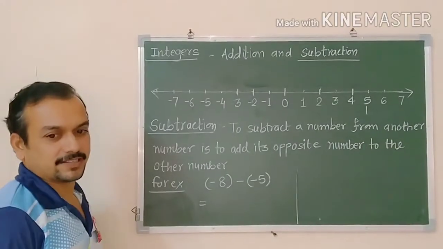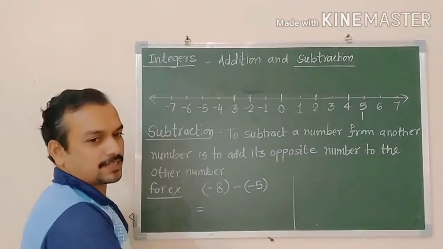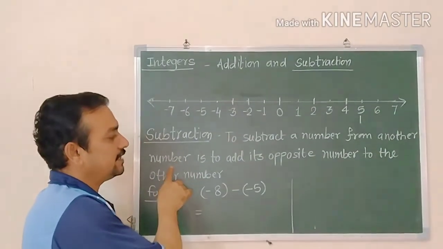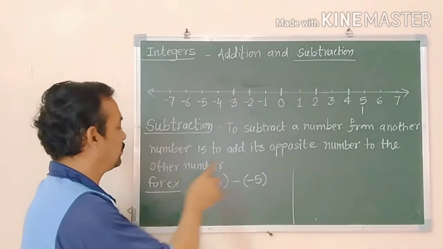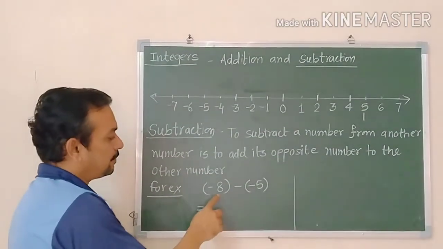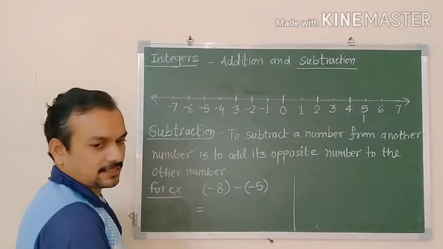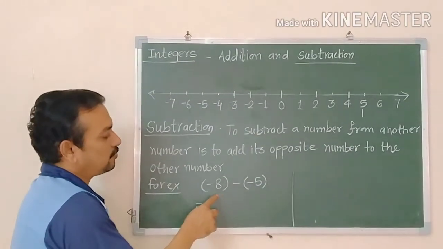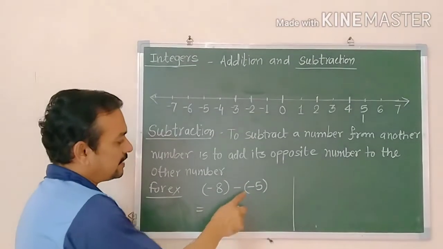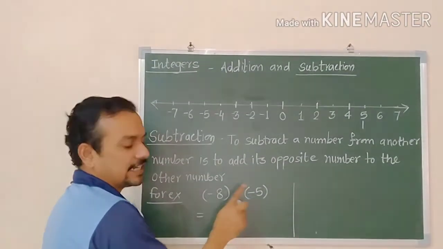Subtraction of integers. While solving the examples, first we remember this thing. To subtract a number from another number is to add its opposite number to the other number. Okay, here is an example. Subtraction of the integers means if we subtract a number from another, then it means to add its opposite to the other number. That means here is an example, negative 8 minus negative 5.